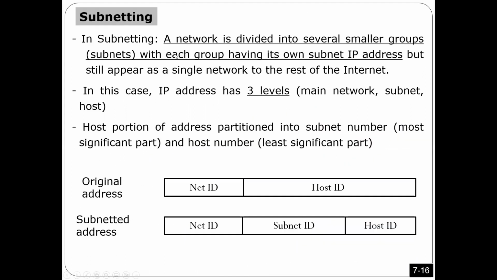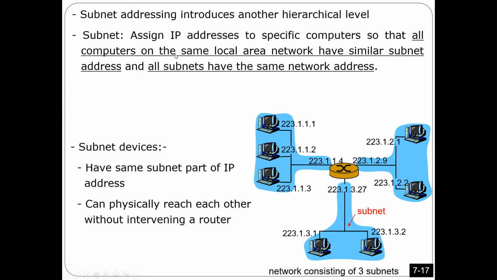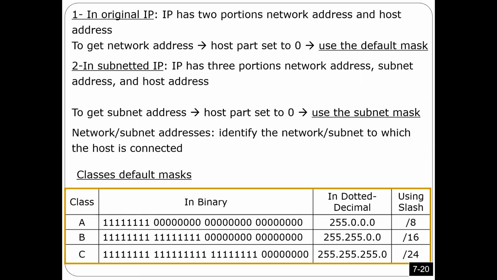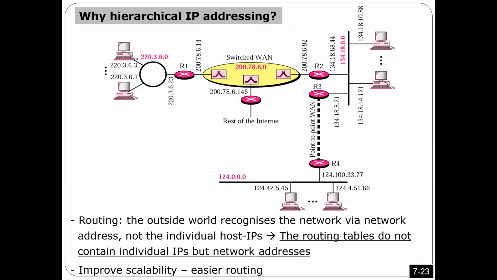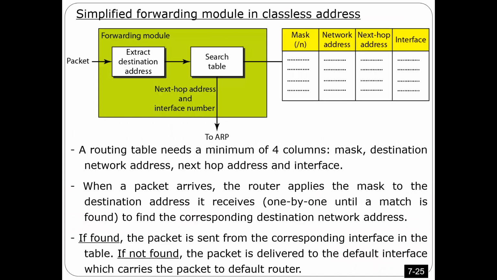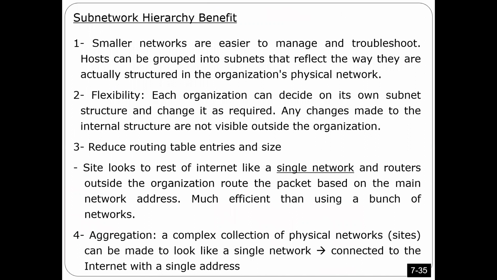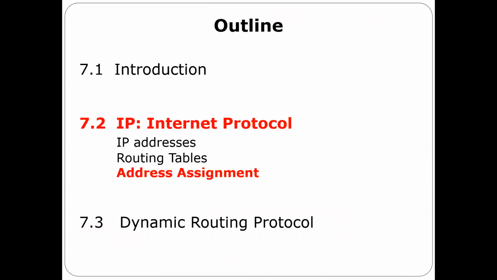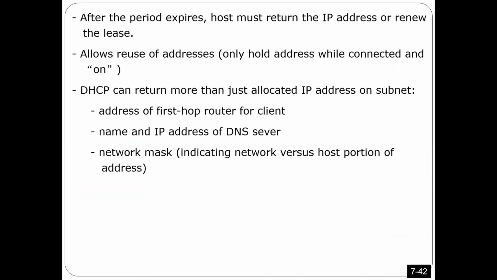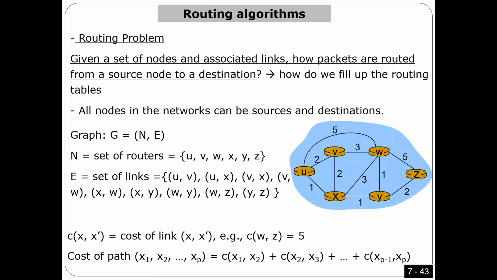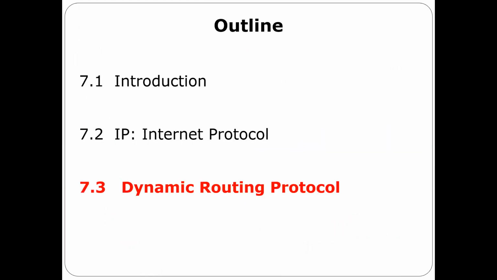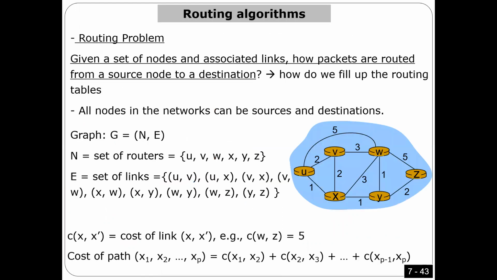Subnetting, I explained it. I told you why it is very important. Masks, how can you use masks? All of these are important. Also here, how you assign. Everything here is important, but for routing tables, you should understand how they work, okay?